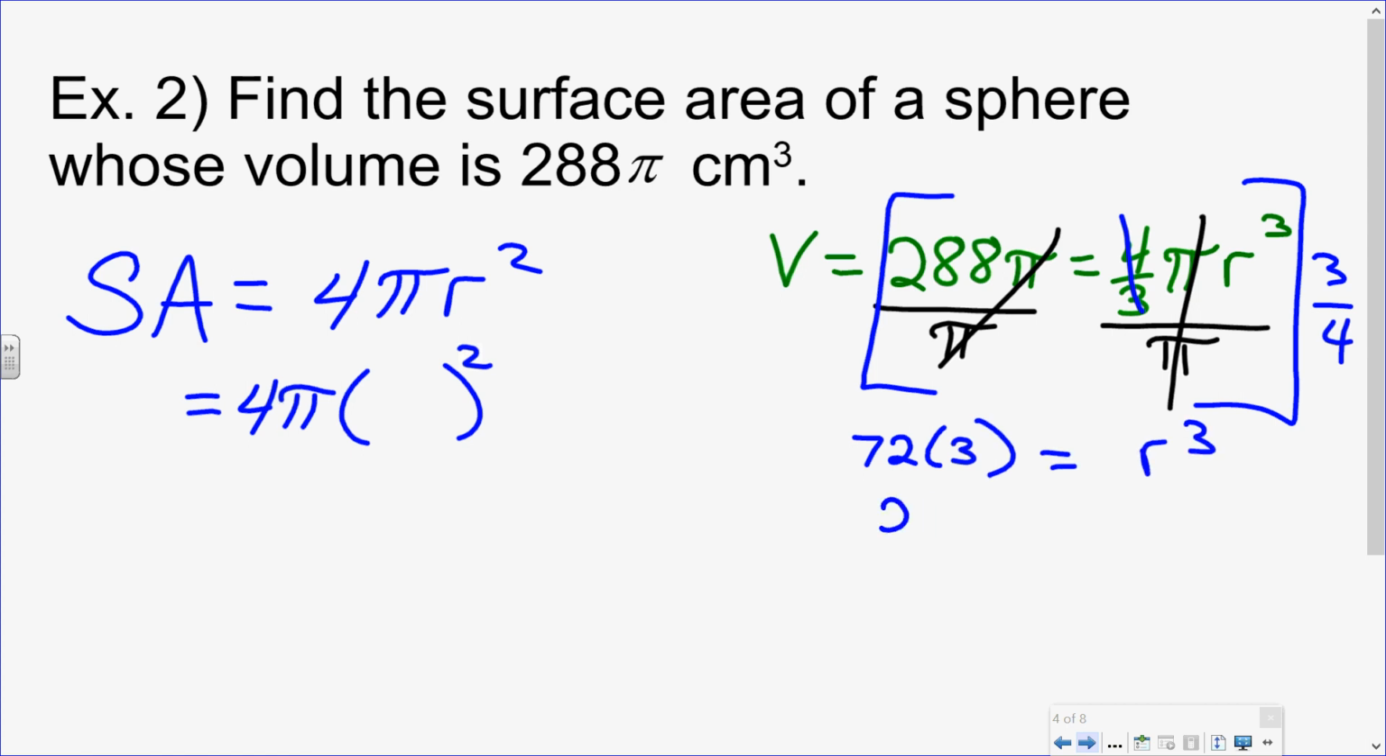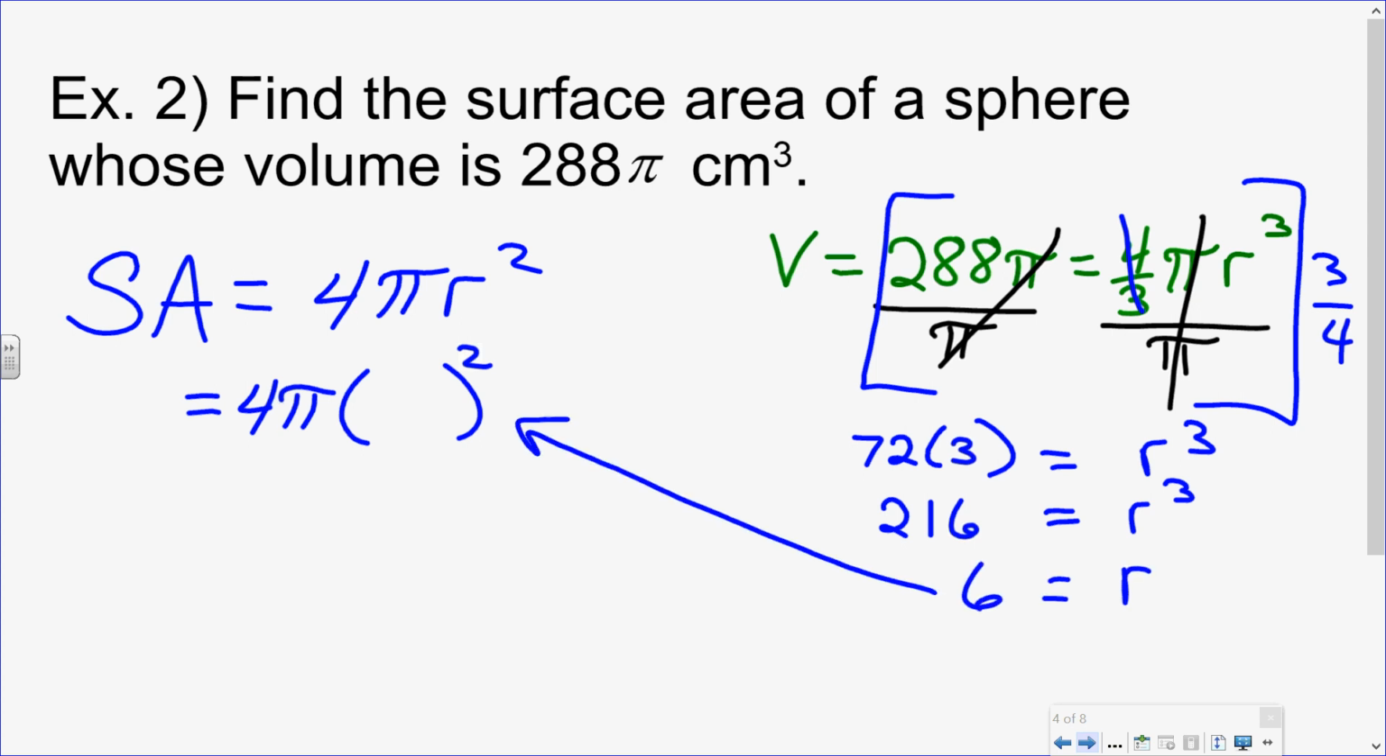And help me out here. Anybody know or have your calculator handy? What's the cube root of 216? Or anybody remember a number cubed? Okay, so r is 6.